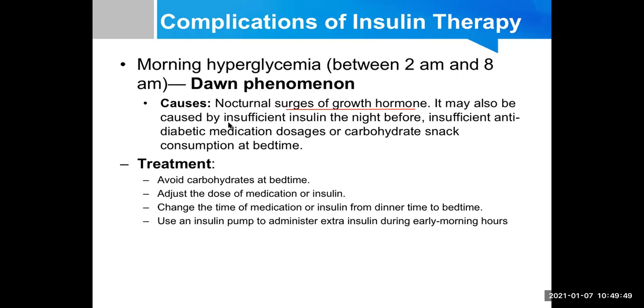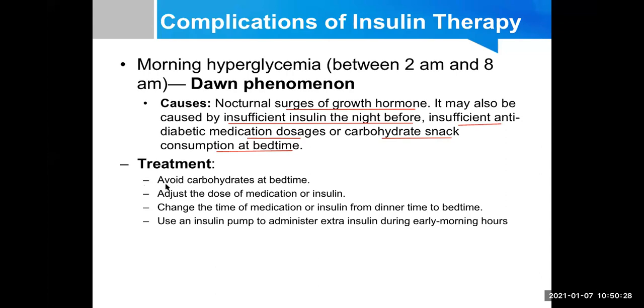It may also be caused by insufficient insulin the night before, insufficient anti-diabetic medication doses, or if the patient takes carbohydrate snack at the bedtime. All of these will elevate the blood sugar level. See that? Insufficient insulin definitely elevates the blood sugar level. Insufficient anti-diabetic medication, same thing. And if the patient is taking carbohydrate snacks or meal at the bedtime, a bit late, then also there will be chances of morning hyperglycemia. This is known as Dawn phenomenon.